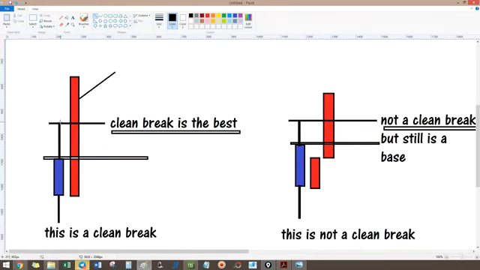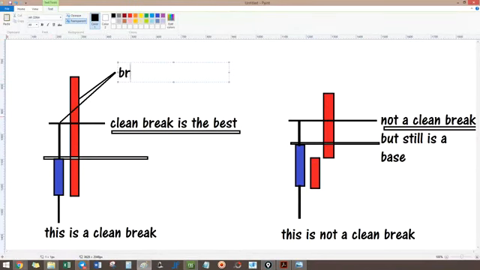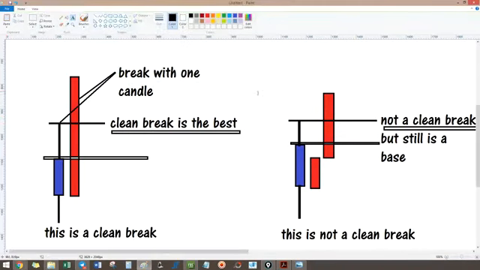This one, this high. Break with one candle is a clean break. This one got broken by one and a two.